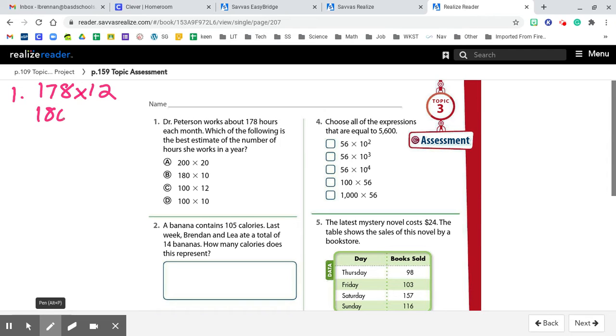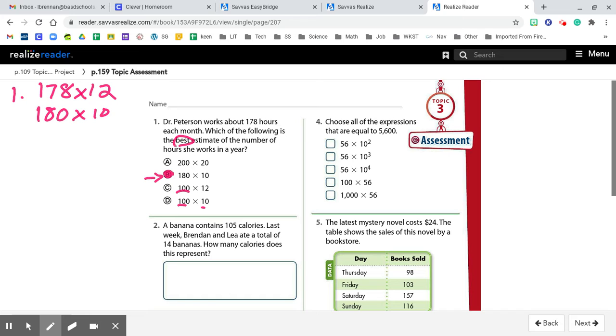If we go to rounding, we've got a couple options here. The first one I jumped to is 180 times 10, which is actually on there. We want to look for the best option. So 200 times 20 would be a way overestimate, and 100 times 12 would be very much of an underestimate on the 100, and 100 times 10 would be an underestimate in both cases. So B is your best answer because we are looking for the best answer.